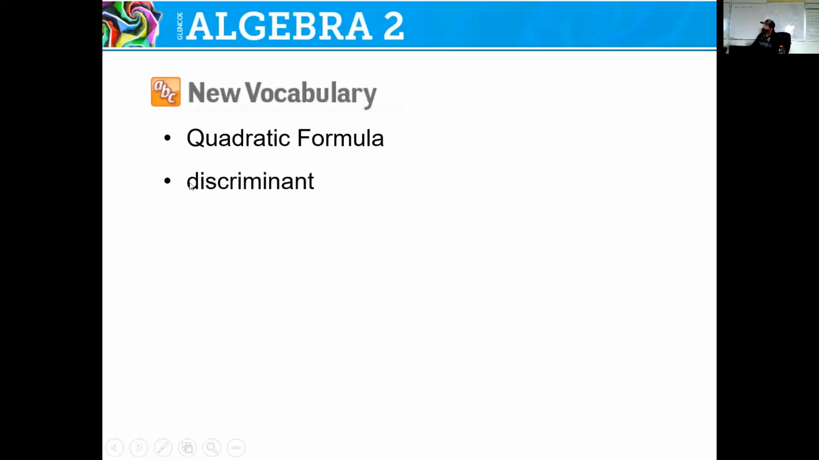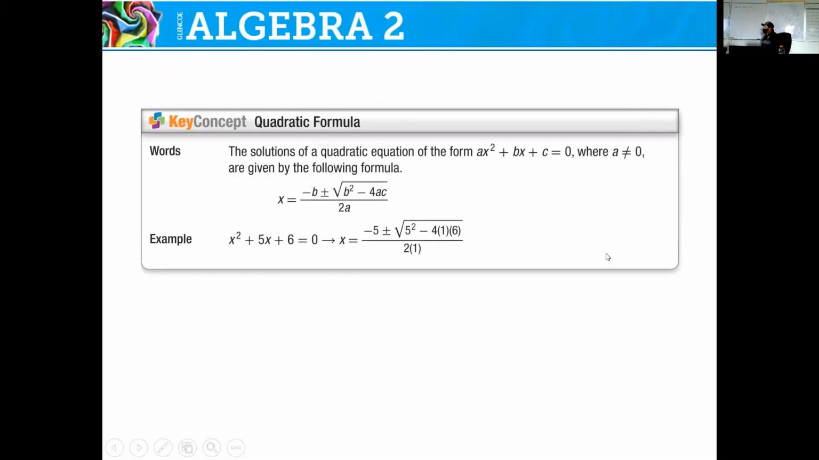The main portion of the quadratic formula is known as the discriminant. It's the part under the square root, b squared minus 4ac, and you'll see that in this next one. So here is the quadratic formula. It says the solutions of a quadratic equation in the form ax squared plus bx plus c equals 0, where a cannot equal 0, are given by the following formula: x equals the opposite of b, plus or minus the square root of b squared minus 4ac, all over 2a.